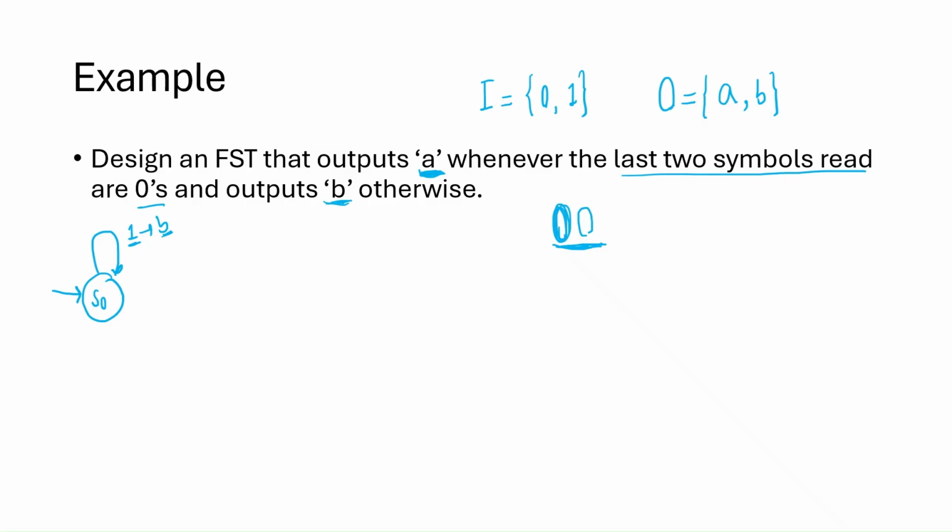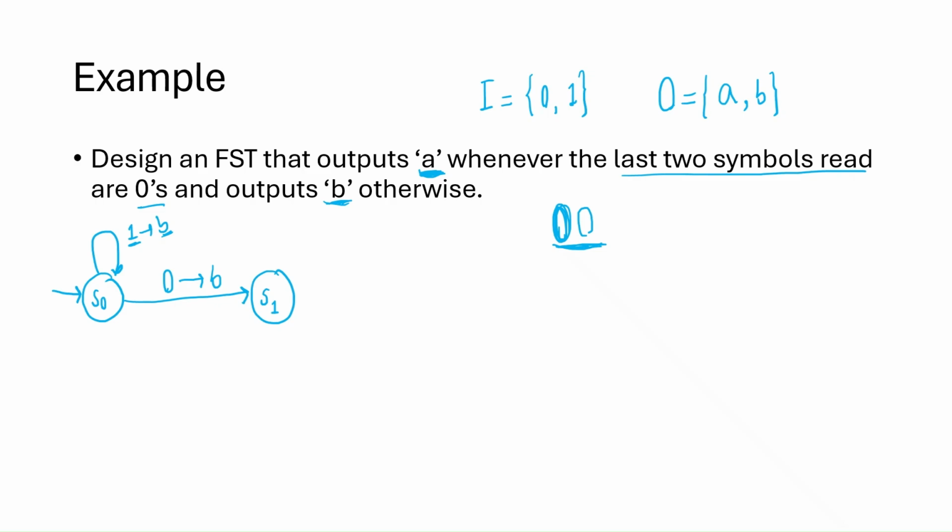We need to remember that I have read a 0, and that means if I read another 0 after that, then it's 0 0. How do I remember that? By changing my state. So if I see a 0, I change and go to another state. Let's call that S1. And what should I output in this case is still a B because I haven't seen two zeros in a row.